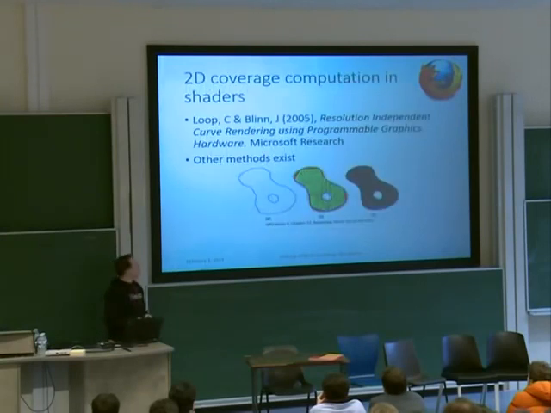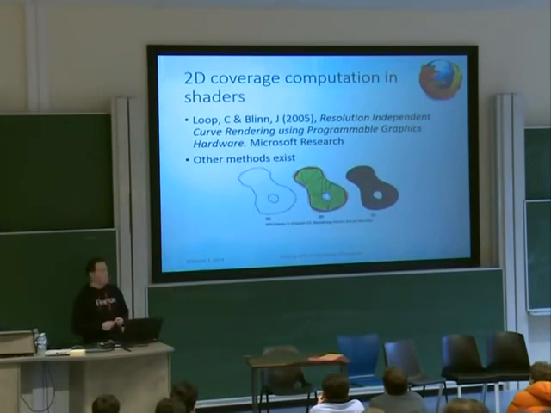Now, the next one is 2D coverage computation in shaders. This approach was really made well known by a paper by Microsoft Research from Charles Loop and James Blinn. For those of you who are graphics geeks will probably know who they are. It was called resolution-independent curve rendering using programmable graphics hardware. And what they do is they look at all these curves that we have here, and then they make these triangles, these quadrilaterals here, that basically wrap the curve.